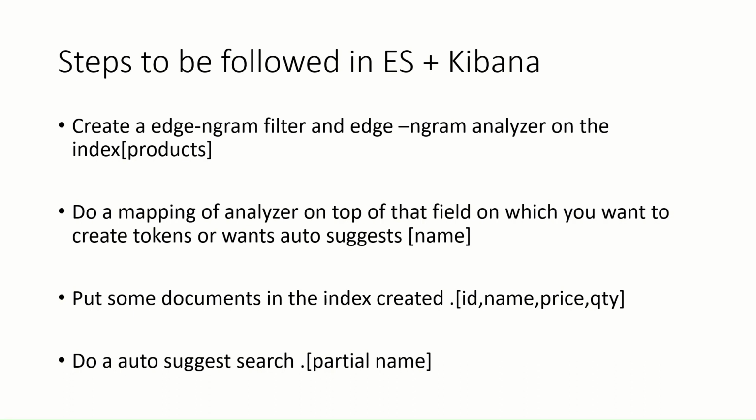The next step is to do an auto suggest search using the partial name. Let's say you have inserted the product called mobile and you want to get the results related to mobile by not passing the whole text as mobile but passing the partial text like "mob", and still you are getting the related search results for mobile. That you can do. These are the steps that we need to do in Elasticsearch and Kibana.